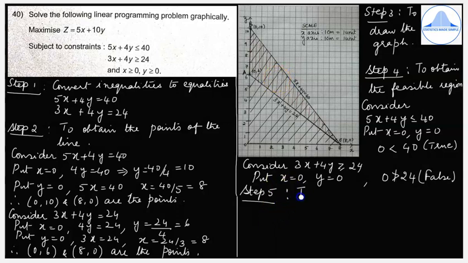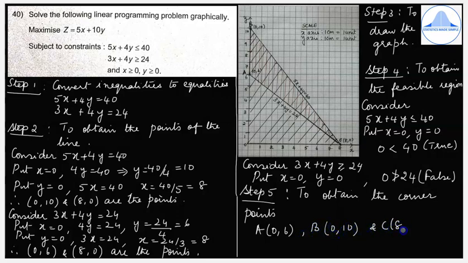So step 5 is to obtain the corner points. The corner points, you can mark them in any order. Mark this as A, B and C. So A is (0, 6), then B is (0, 10) and C is (8, 0). The last step, I'll do it in the next slide. That is, you have to evaluate the objective function at these 3 corner points. So the last step is step 6.